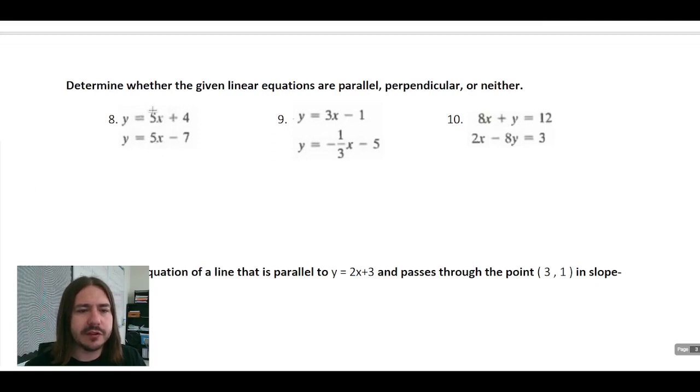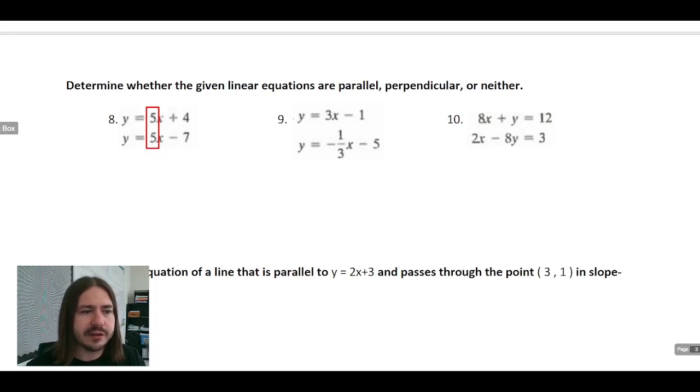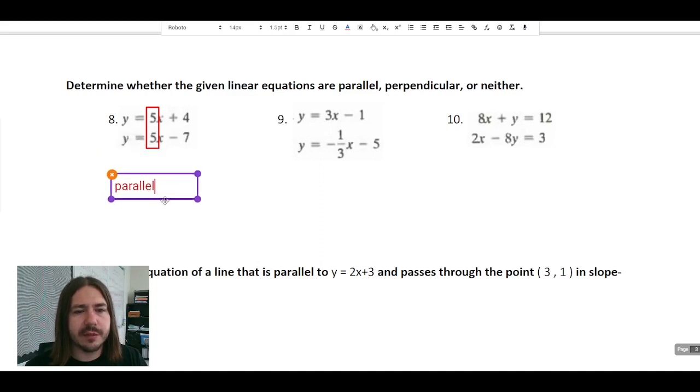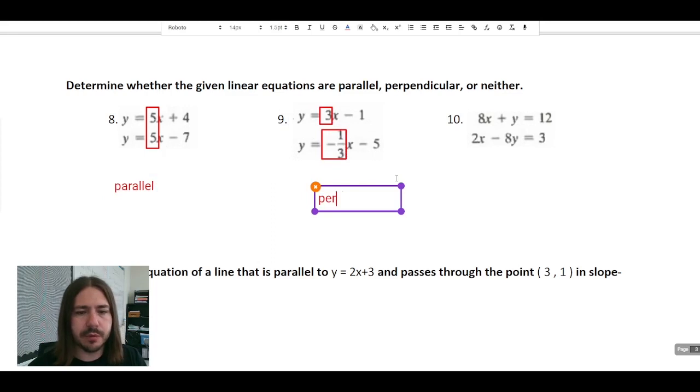Number 8, both of these are in slope-intercept form, so we can see the slopes right there explicitly, no manipulation required. They are the same, so we can conclude that the lines are parallel. If we look at number 9 and take a look at those slopes, we got 3 and negative 1/3. Those are opposite reciprocals, so these two lines are going to be perpendicular.